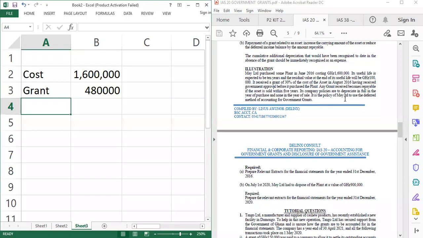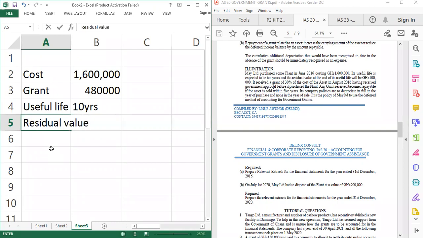They say it is a policy of May Limited to depreciate the asset in full in the year of purchase and none in the year of sale. It is also their policy to use the deferred method of accounting for grants. So we are going to take the cost and also take the grant as a separate item and amortize them over the useful life of the assets. What is the useful life? 10 years with a residual value of 100,000.